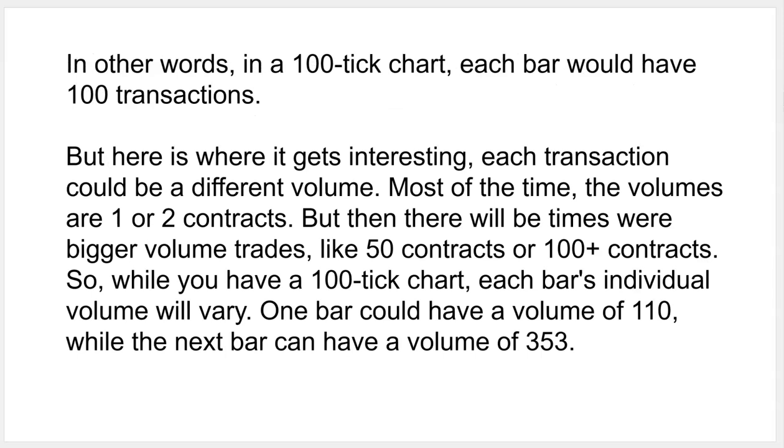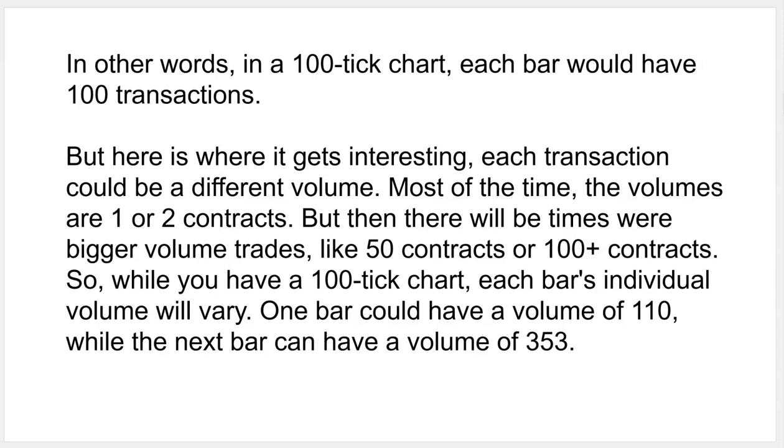So in other words, if you have a 100 tick chart, each bar would have 100 transactions. But here's where it gets interesting. Each transaction could be a different volume. Now, most of the time, the volumes are 1 or 2 contracts, especially nowadays with the execution algos. They really have ways of chopping up a big order into small orders to sort of hide what they're doing in the market.